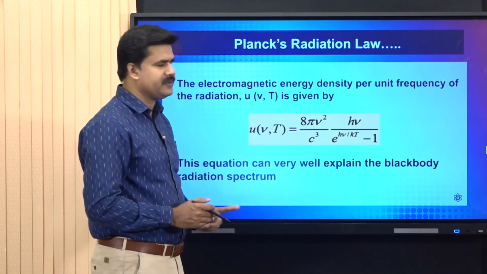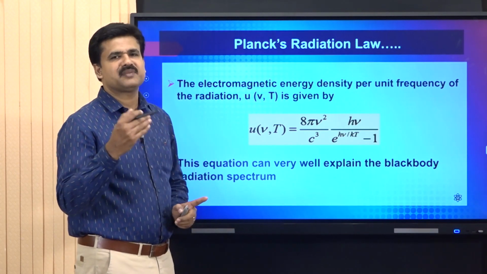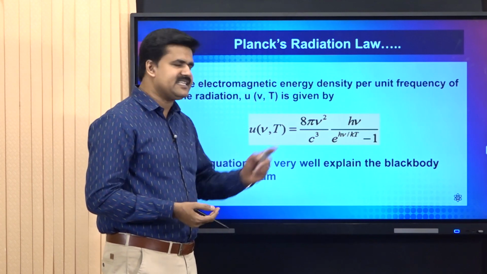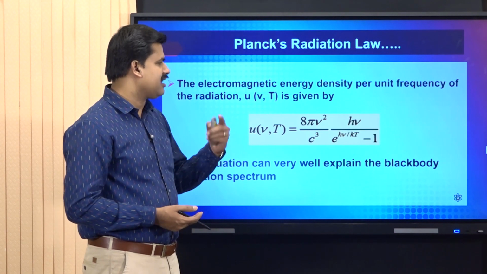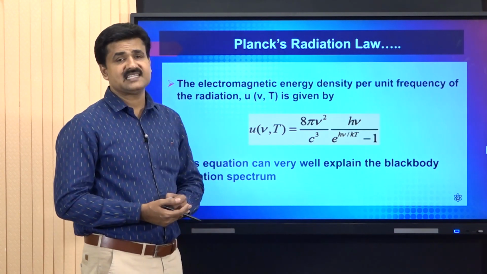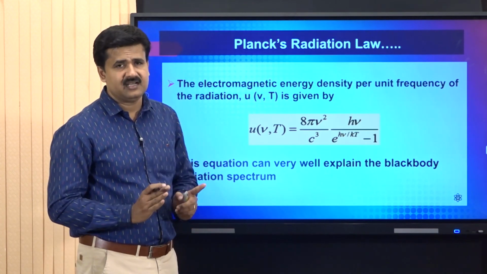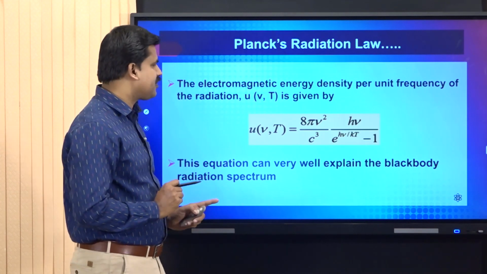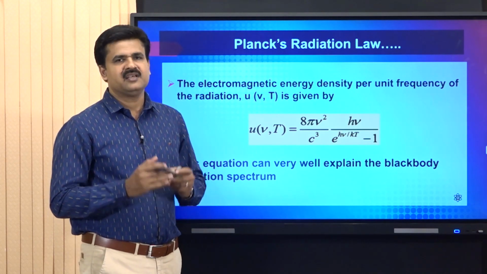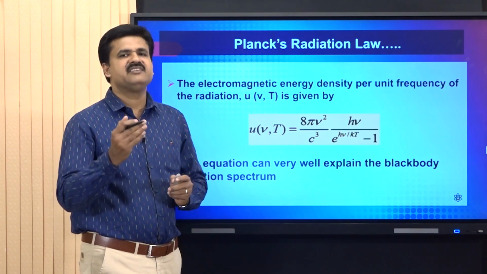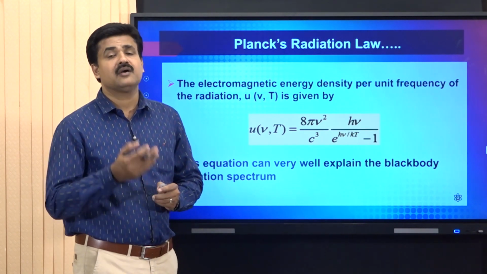And in this equation, T represents absolute temperature, that is the temperature in the Kelvin scale. h is Planck's constant. Nu is the frequency. 8 and pi are constants. c represents the velocity of light. This Planck's radiation law can very well explain the black body radiation spectrum at all frequencies. That is, Planck's radiation law, which has a strong quantum mechanical basis, can explain the phenomenon of black body radiation.